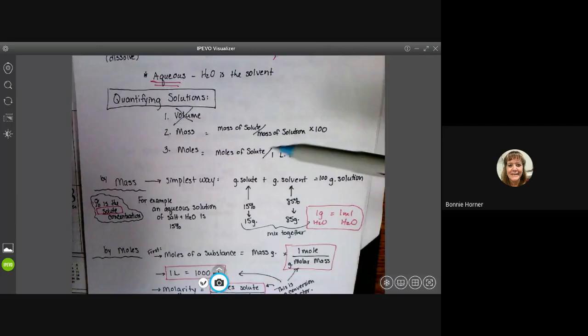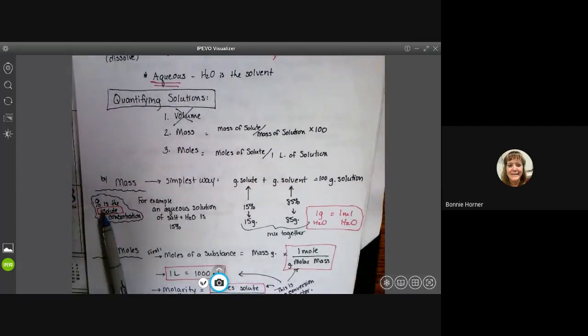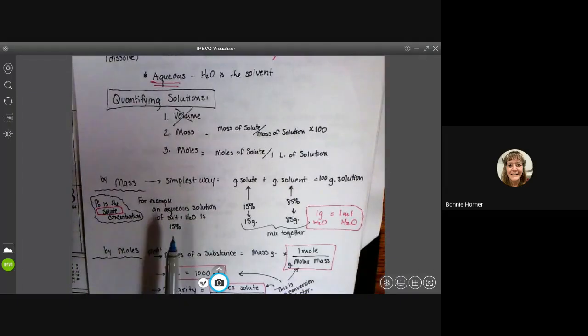By mass is easy. You almost want to look at what it says. If it says the percent of, like if it says 15% of a solution, it's always the solute that they're talking about, that percent. So for example, if they say we have an aqueous solution, a 15% aqueous solution of salt and water, the 15 goes with the salt. So that means the water is 85% in this case.